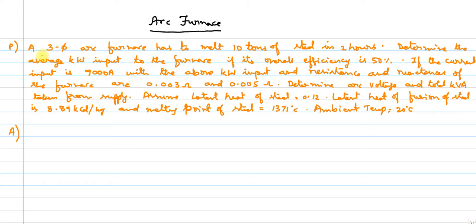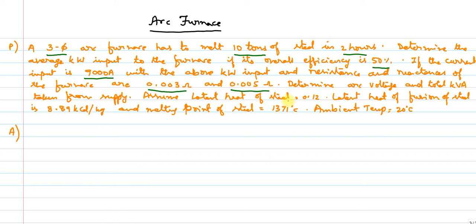The first one is, a three-phase arc furnace has to melt 10 tons of steel in 2 hours. Determine the average kilowatt input to the furnace if its overall efficiency is given as 50%. If the current is 9000 ampere with the above kilowatt input, and the resistance and reactance are given as 0.003 ohm, 0.005 ohm, determine the arc voltage and total kilovolt ampere taken from supply.